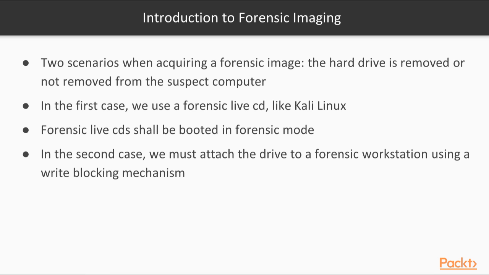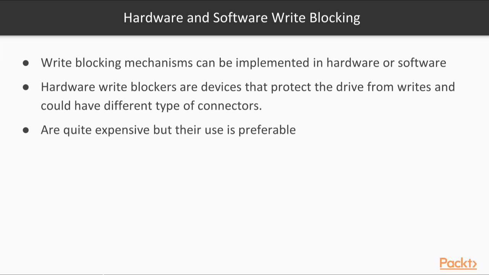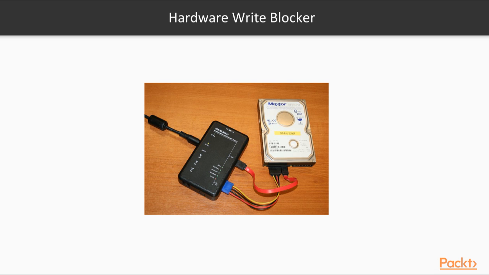In the second case, when the drive is removed, we must physically attach it to the forensic workstation using a write-blocking mechanism. Write-blocking mechanisms can be implemented both in hardware and software. Hardware write blockers are devices used to connect the drive to the forensic workstation that block any write attempts from the operating system to the drive. We could have various types of connectors to deal with different types of drives. Hardware write blockers are usually quite expensive, but their use is recommended because they are more reliable than software write-blocking techniques.